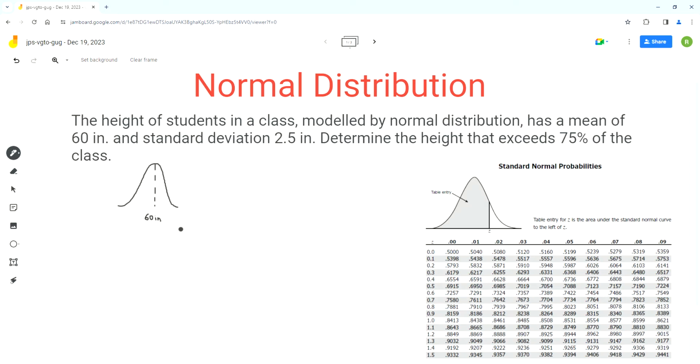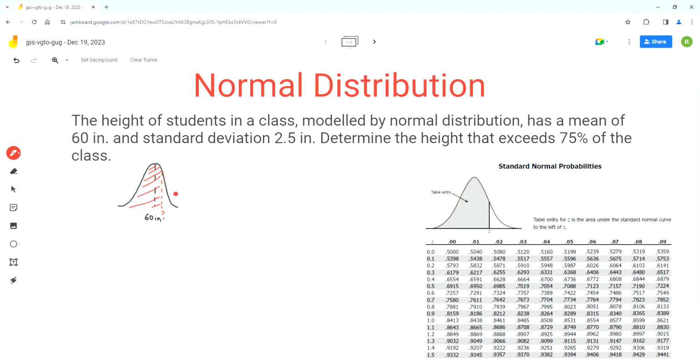Now we have to find the height that exceeds 75% of the class. So now the mean represents 50%. So 60 inches is the height that exceeds 50% of the class. 75% of the class will be somewhere, so I can use a different color, will be somewhere here. So we have to calculate this value here represented by this red line because this value exceeds 75% of the class height.